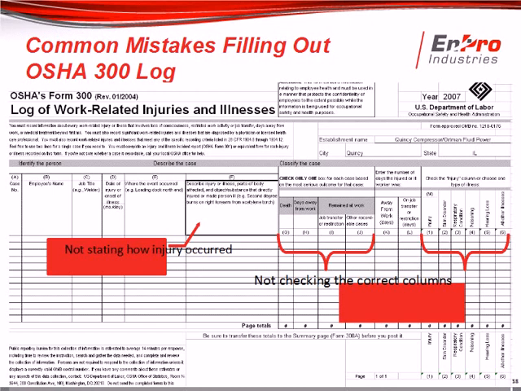We're not just going to put in there elbow tendonitis. It should be elbow tendonitis caused by whatever that event or exposure was. So actually provide a description of what took place. If you don't have a check mark in the right column, that could be a problem. So you can see you have death, days away from work, or the restricted duties, or other recordable cases.